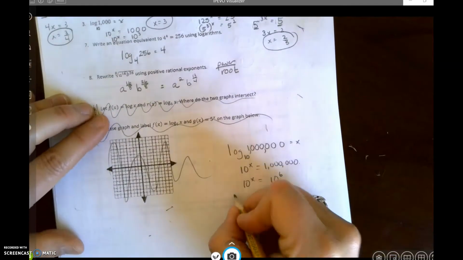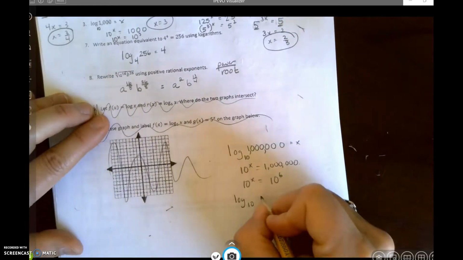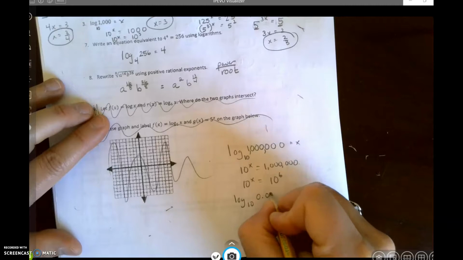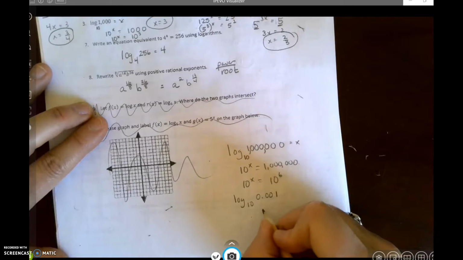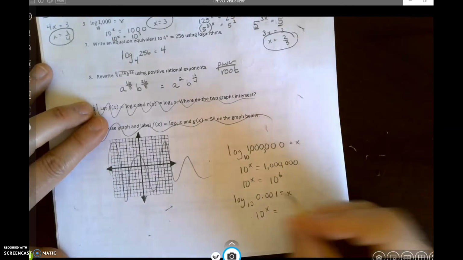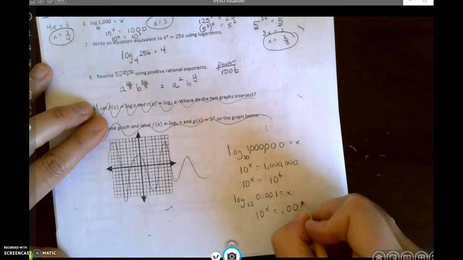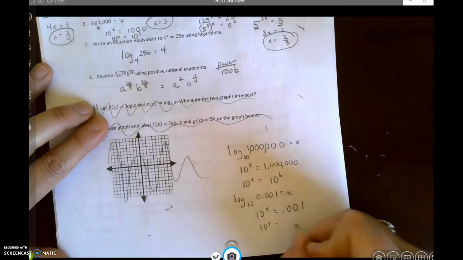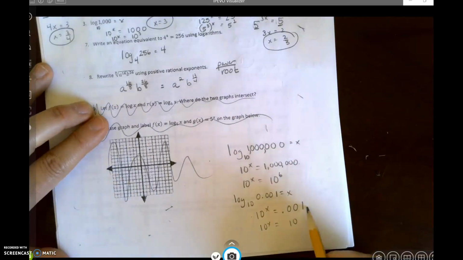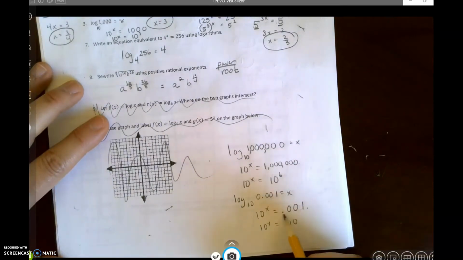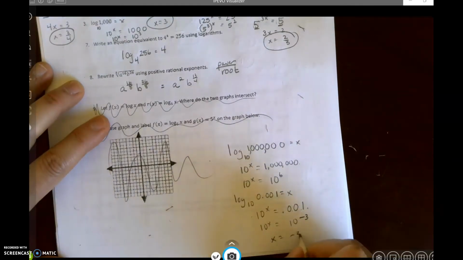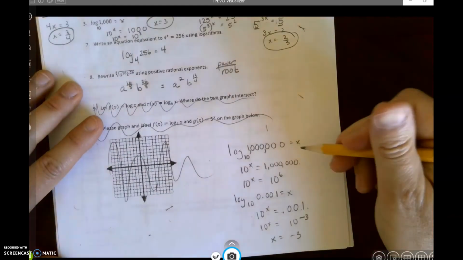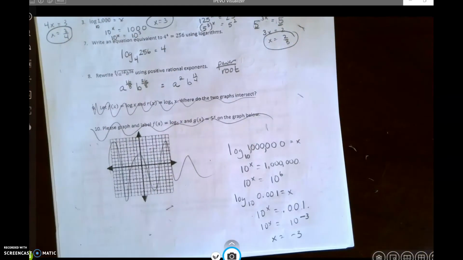If, however, I give you log base 10 of 0.001, like that, that means that I have 10 to the x equals 0.001. So if I was to rewrite this, it's a 1, and we go back 1, 2, 3 decimal places, -3. So x equals -3. So hopefully that makes more sense. I don't feel like I explained it well the first time.